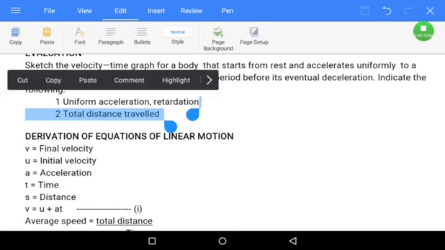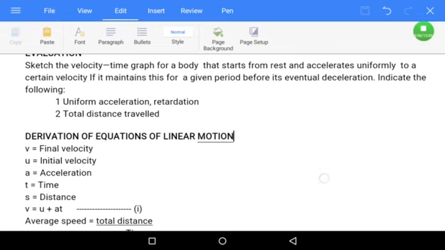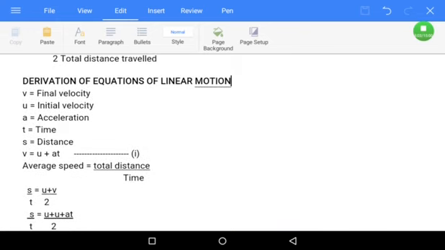Today we shall also be talking about how to derive the equations of linear motion. We have four basic equations of linear motion. The first is v equals u plus at. The second, and it is a fundamental, is s equals u plus v over 2, times t. The third is v squared equals u squared plus 2as. And the fourth is s equals ut plus half at squared.